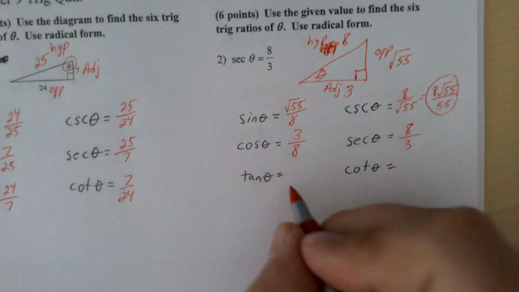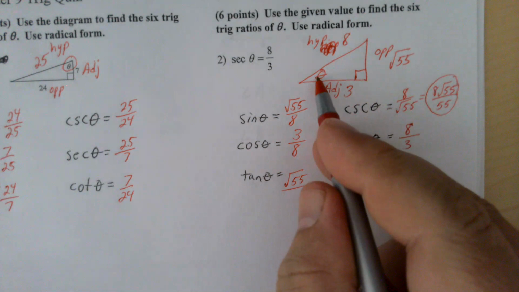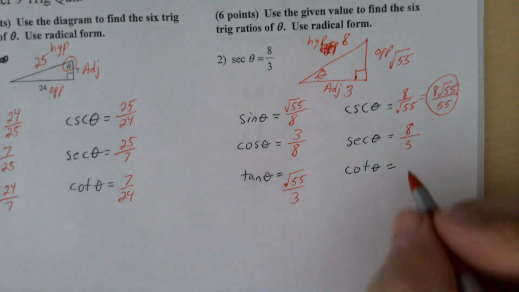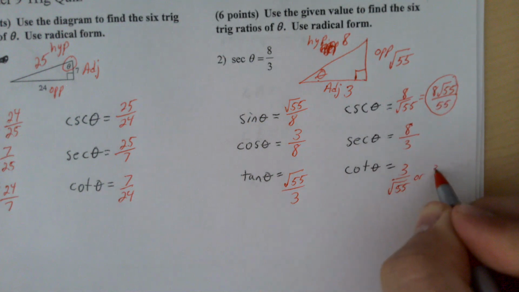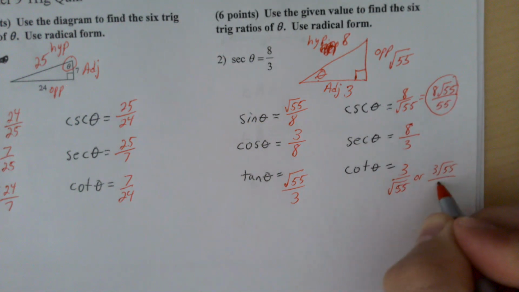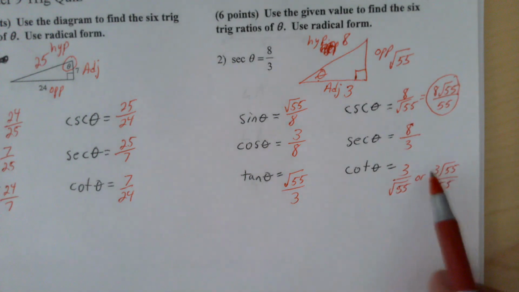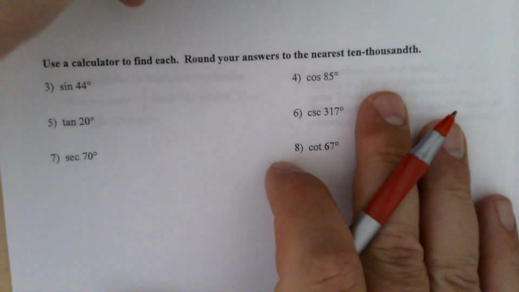The tangent is going to be root 55, which is my opposite side from theta, over my adjacent side. And if I flip it, I have the cotangent. So I'll just again write it this way for some students that were practicing rationalizing a denominator. Okay, so that's 12 points right there for your quiz.